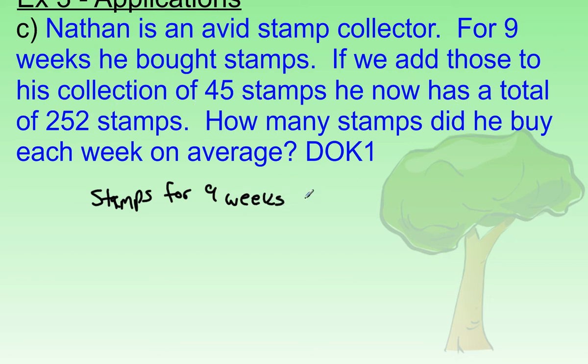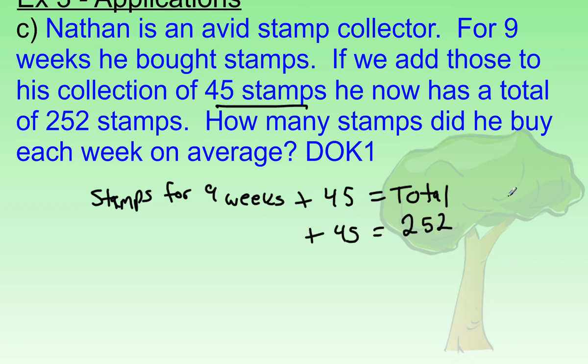And if we add those to the 45 he already had, we have a total of 252. So this would be like our verbal model.